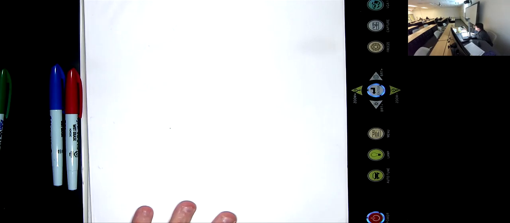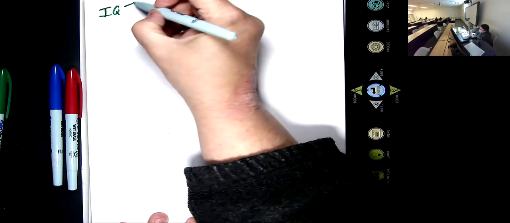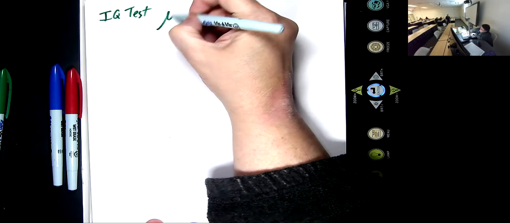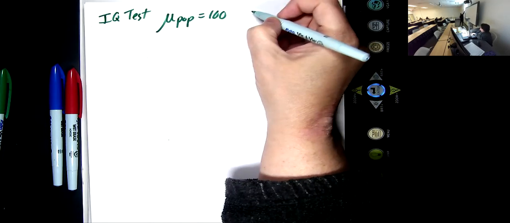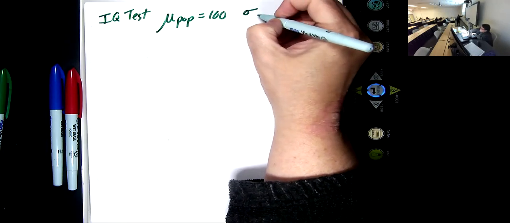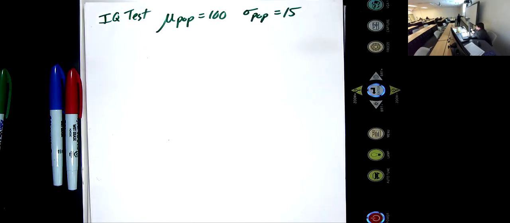So let's talk about an example. That's a lot of jargon. Let's look at an example. The IQ test is well known: the mean of the population is 100. Standard deviation of the population is 15.